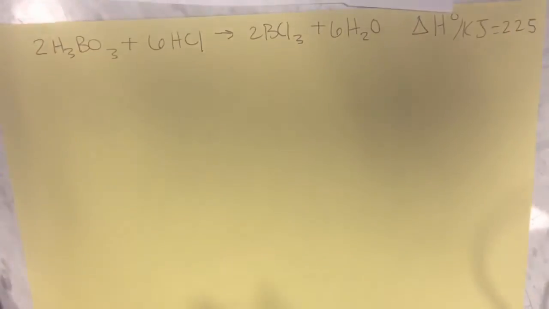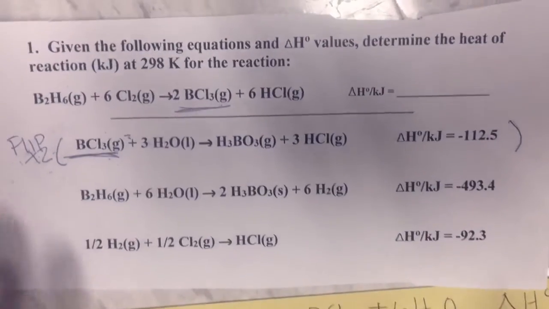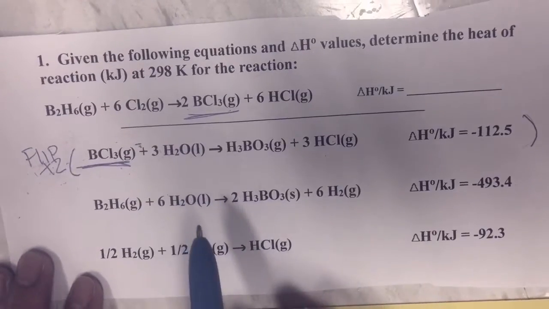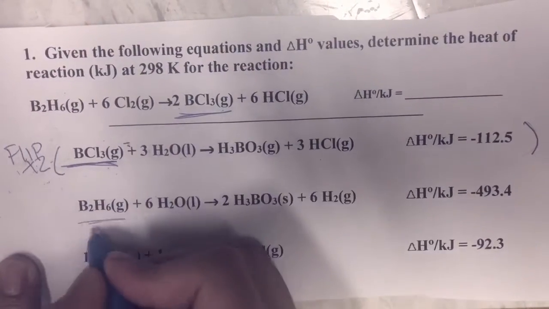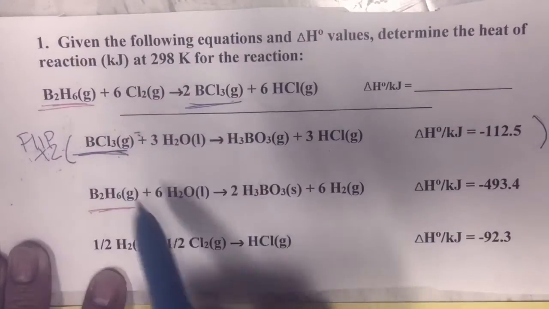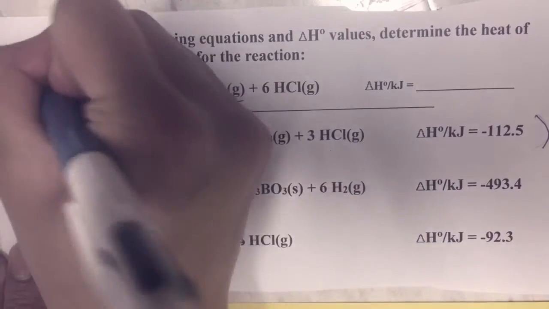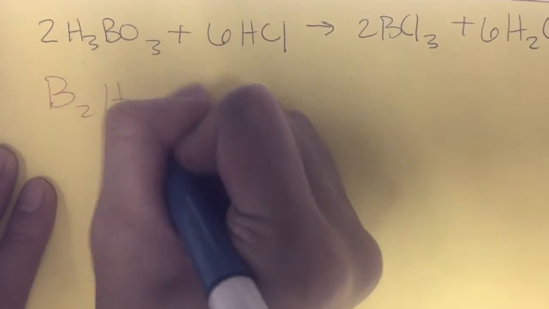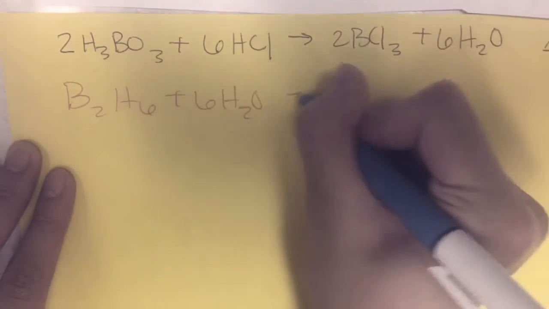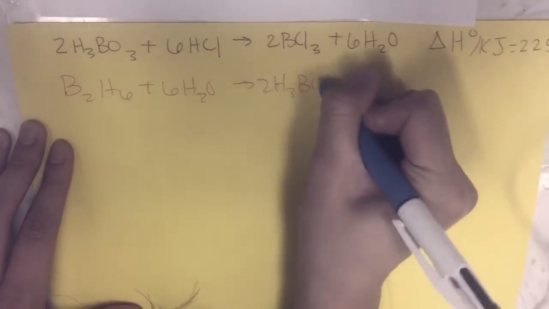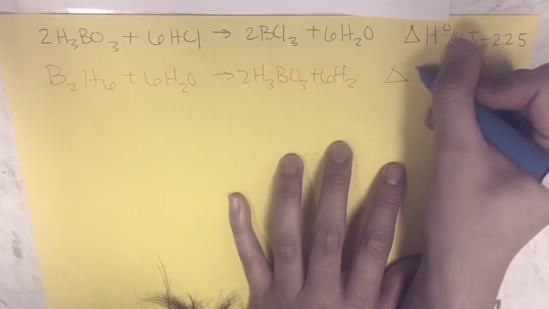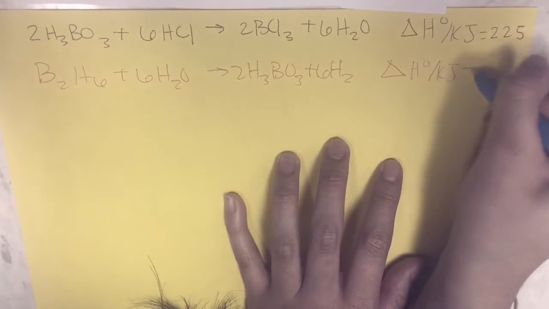Now returning to the other equation, you would work on the next one and find the unique compound for this equation that isn't in the others. This one has this compound and this compound, but since they're on the same side in the overall equation, this equation is fine and it works. So you would just write that same equation down here: B2H6 plus 6H2O yields 2H3BO3 plus 6H2, and the enthalpy change would be negative 493.4.